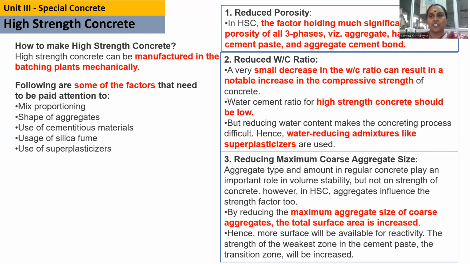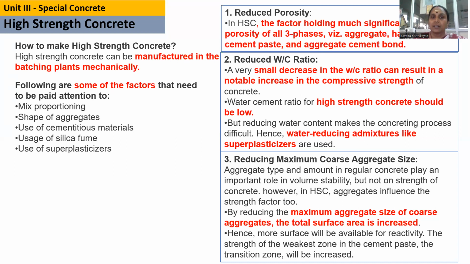Now, the factors we need to consider while manufacturing high strength concrete. The first one is reducing the porosity. How is the porosity reduced in the concrete matrix? By the usage of a lesser size of aggregates, more cement content, and the aggregate cement bonding. With these three, the porosity is reduced.